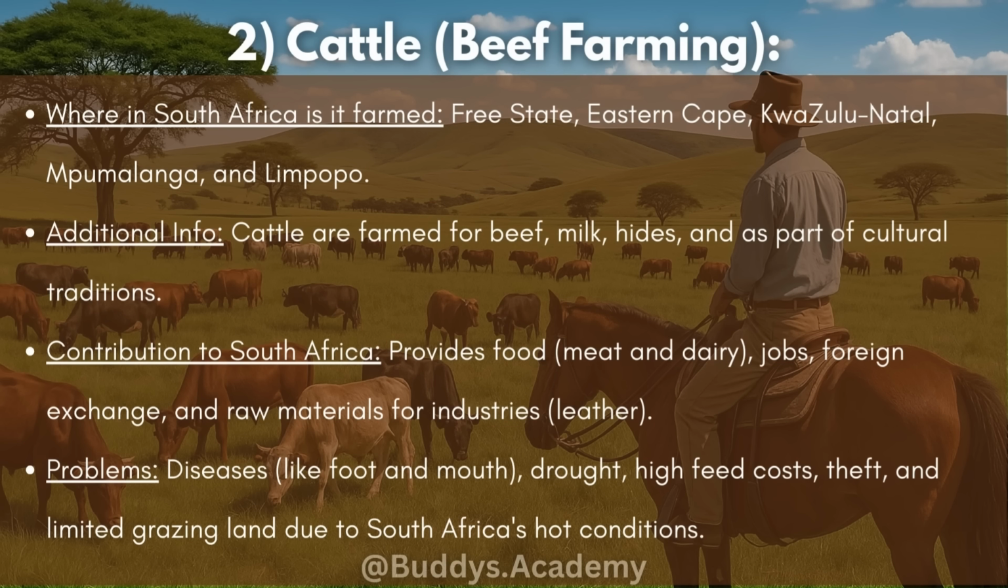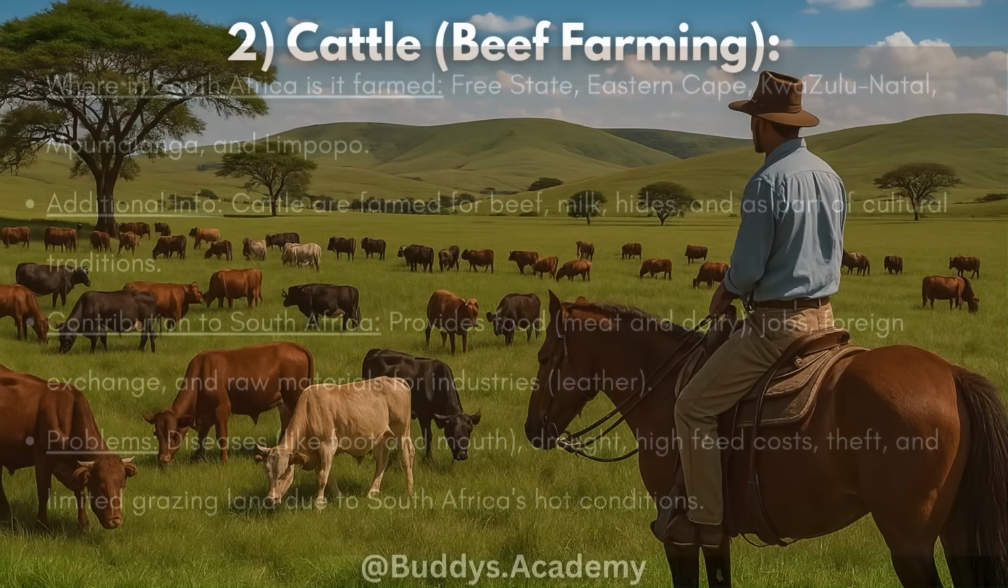Now, when we're talking about problems that are going to be related to beef farming, we're going to have diseases like foot and mouth. Think about the drought. And obviously, if you have droughts, your grass is not going to grow. There's not going to be any food for these cows. Another problem would be your high feed costs, theft, and limited grazing land due to South Africa's hot conditions.